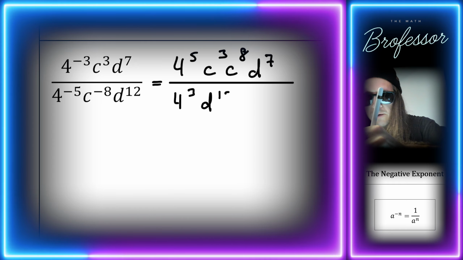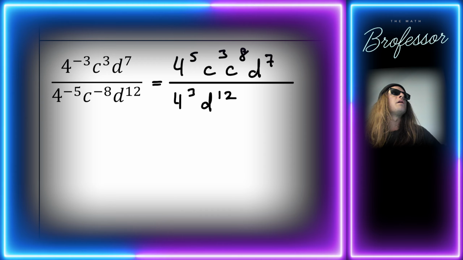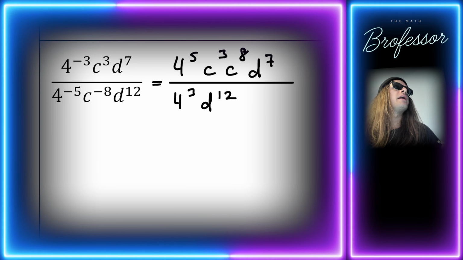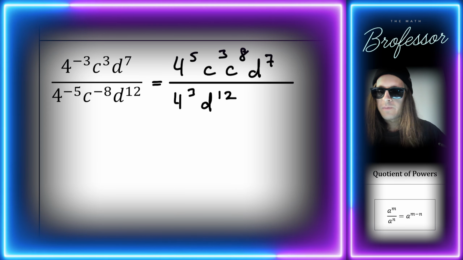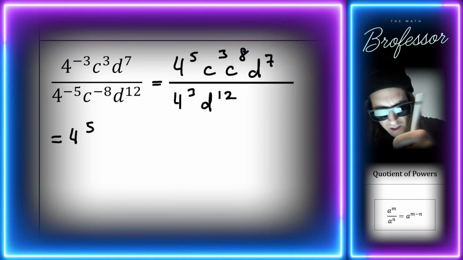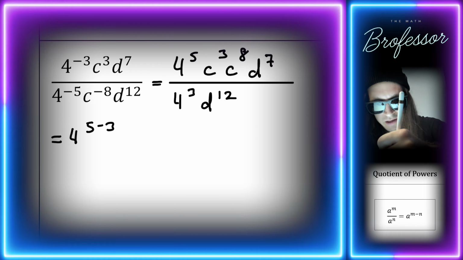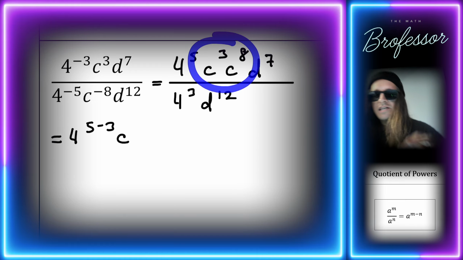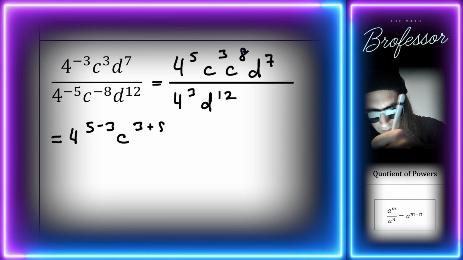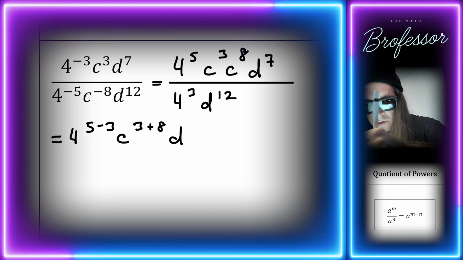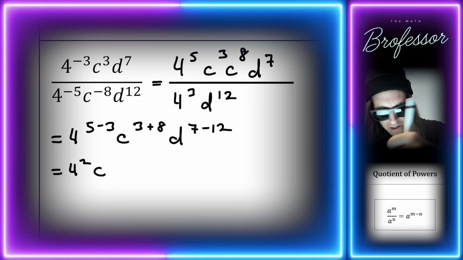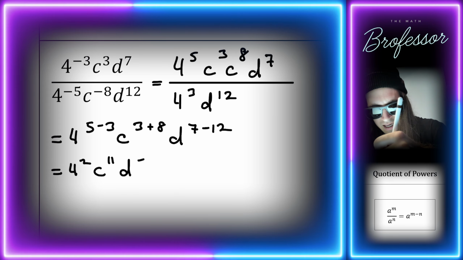Okay. So now we're going to see a mixture of product of powers, where we're going to add the exponents if they're being multiplied, and quotient of powers, where we're going to subtract the exponents if they're being divided. So this would be 4 to the 5 minus 3. The C's are being multiplied, so right here for the C's, you're going to use product, which means you add the exponents. 3 plus 8. For the D, you subtract the exponents. 7 minus 12. This gives us 4 squared, C to the 11th, and D to the negative 5th.